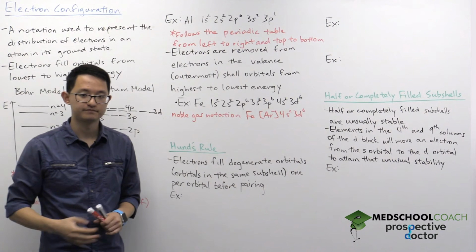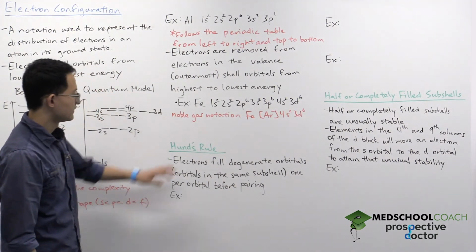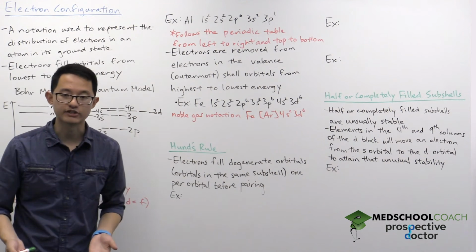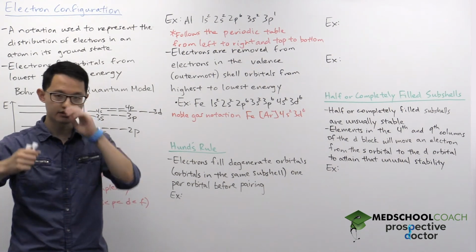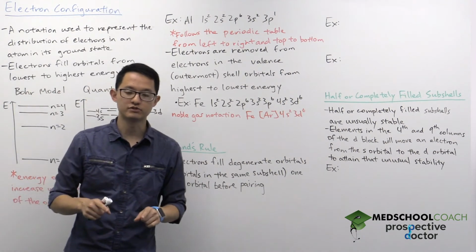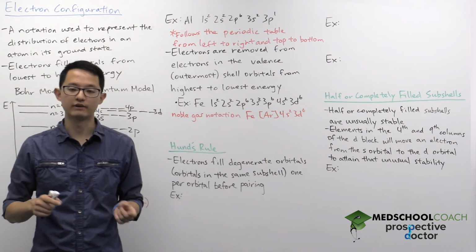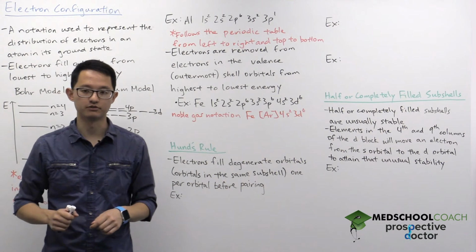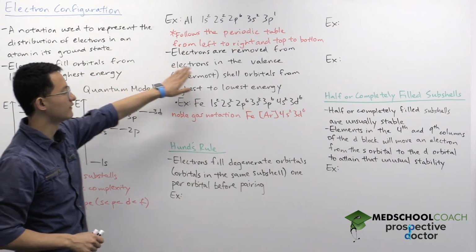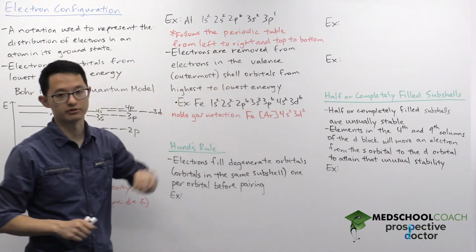All right. Now, this is describing for us how we fill electrons from lowest energy to highest energy. It's actually important to note that the order we fill the orbitals is not the same order that we remove electrons from the orbitals, when we remove electrons from the valence shell orbitals.